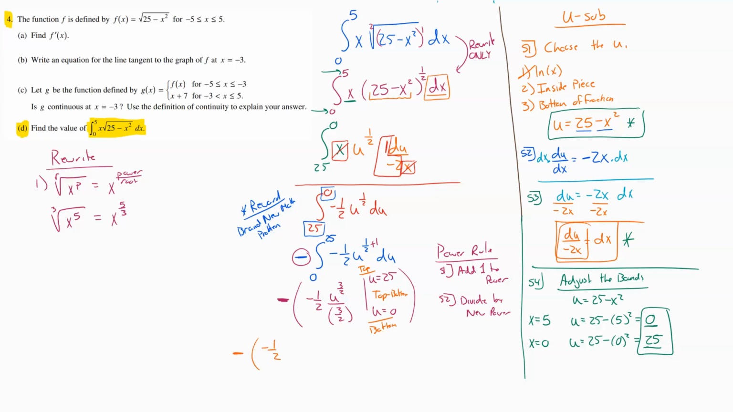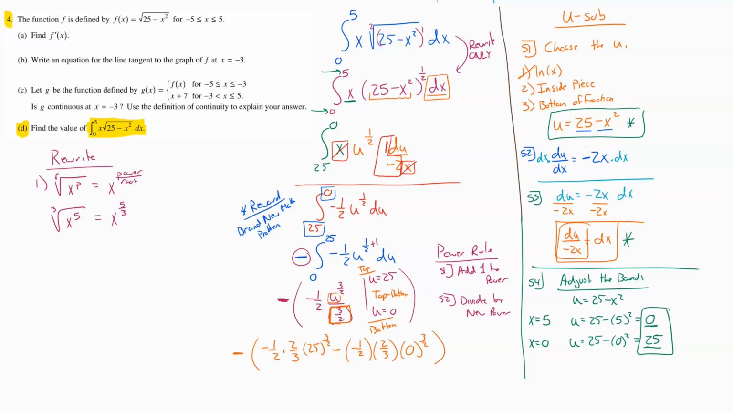So plugging in our values now, again with our negative on the full outside of this, we would get negative 1/2. I would go ahead and flip this right here. That's going to be a 2/3 when we bring it up from the bottom to the top. And then plugging in for u, our top value, we get 25 to the 3/2. Then we'll subtract off of that. Again, we've got our negative 1/2 out in front. We've got our flipped 2/3 here. And then on the bottom, we're going to have u to the 3/2.